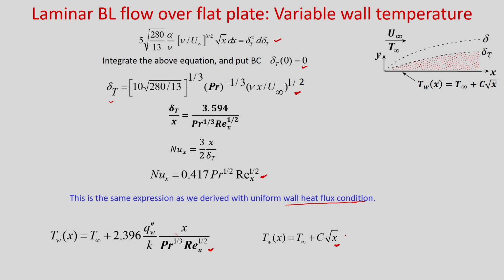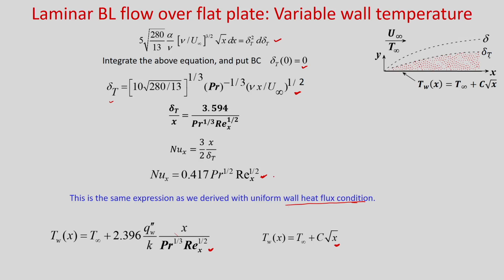So, you can see that keeping the flat plate at uniform wall heat flux condition or keeping the flat plate at variable wall temperature, where wall temperature varies as root x, both will give the same result, because you have seen that the Nusselt number expression and these delta T by x expressions are the same in both the cases.